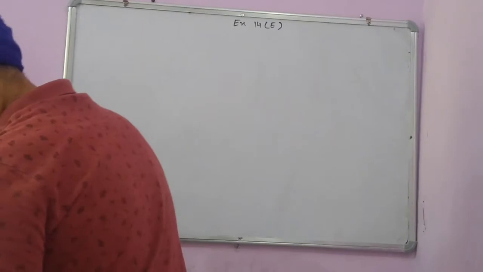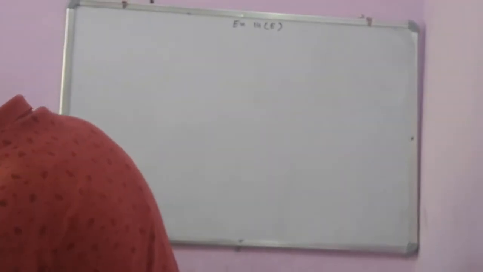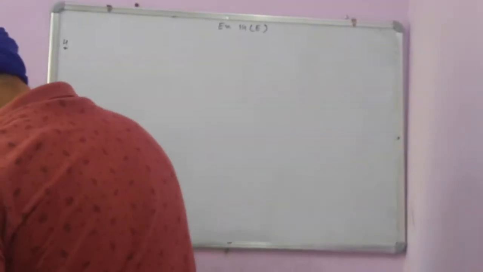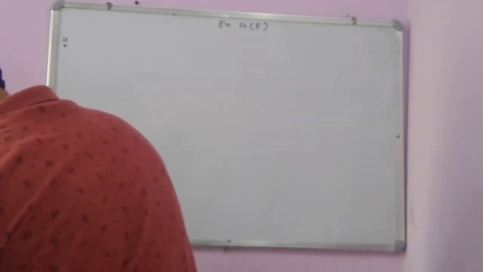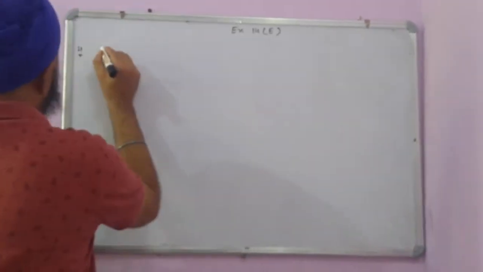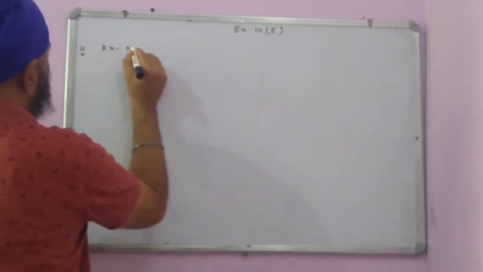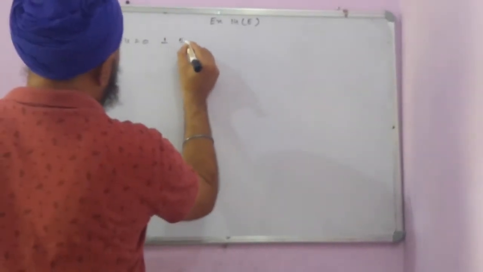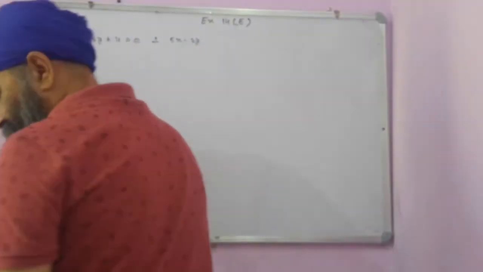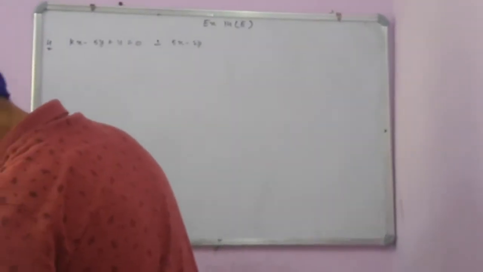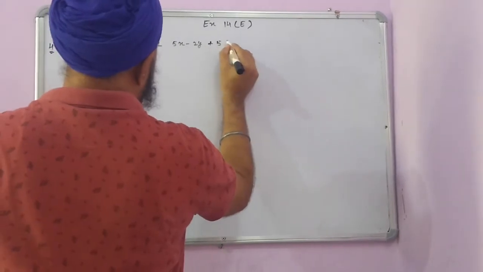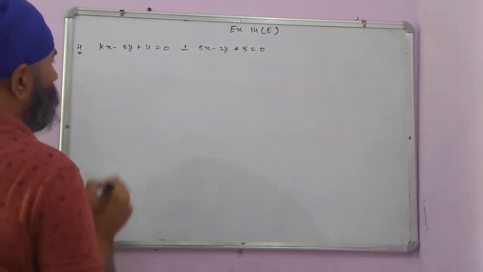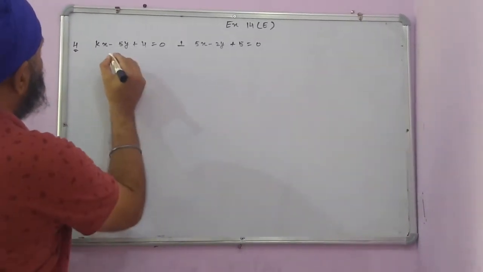Exercise 14e, question number 4, an important one. Two lines, ax minus 5y plus 4 is equal to 0, is perpendicular to 5x minus 2y plus 5 equal to 0. So if lines are perpendicular, the multiplication of the slopes will be minus 1. So I find m1.